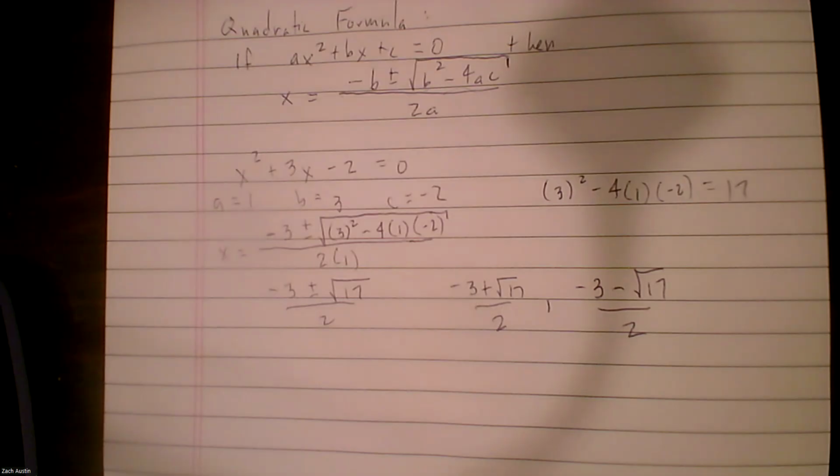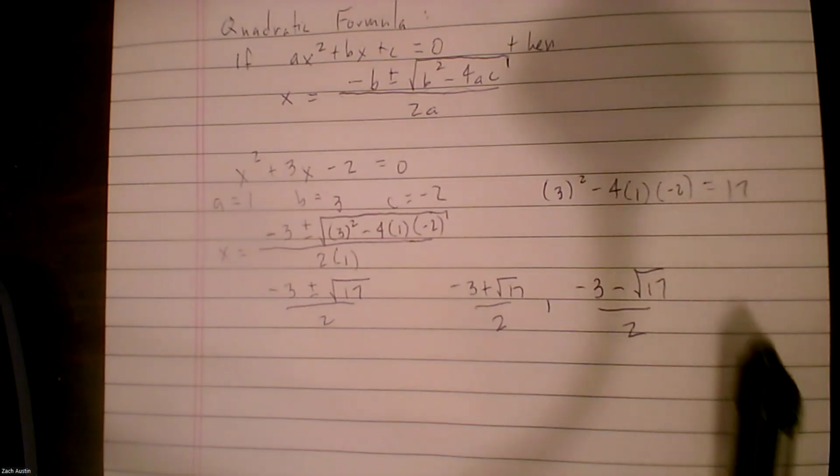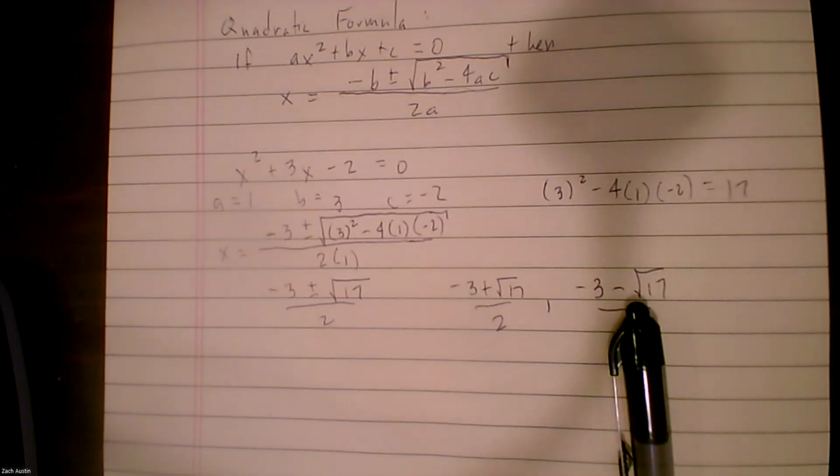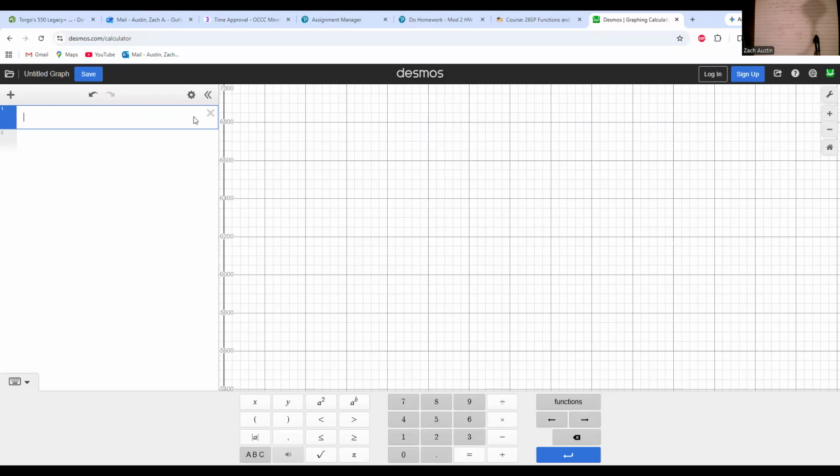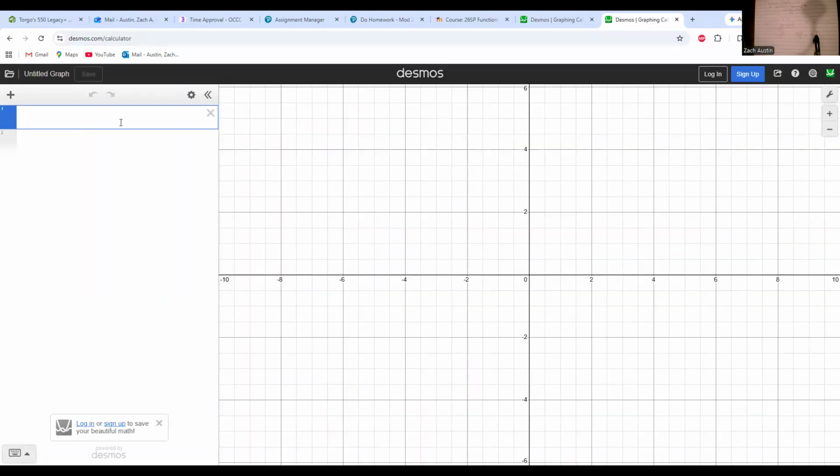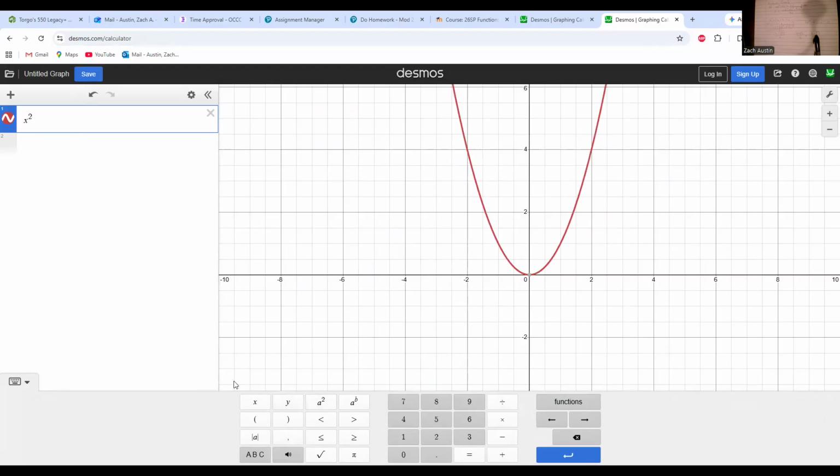All right. It's important that you're able to do this with the quadratic formula, because watch what happens if I try to solve this using Desmos. Let me just get back to a new window. All right, so let's put this function in there. So let's say we have the equation x squared plus 3x minus 2.